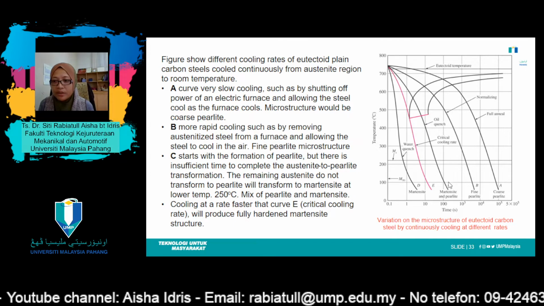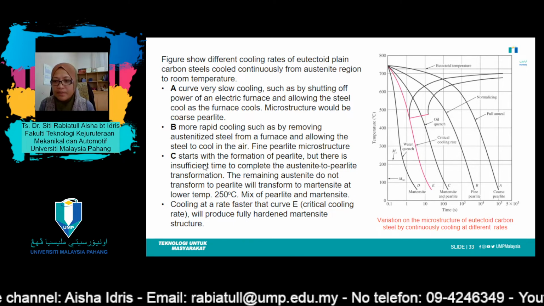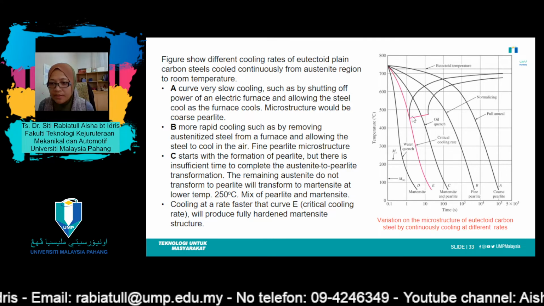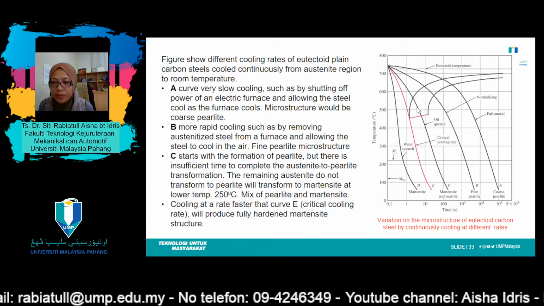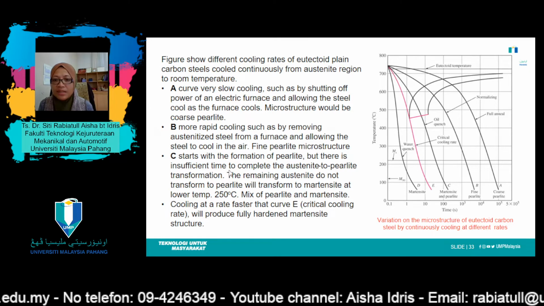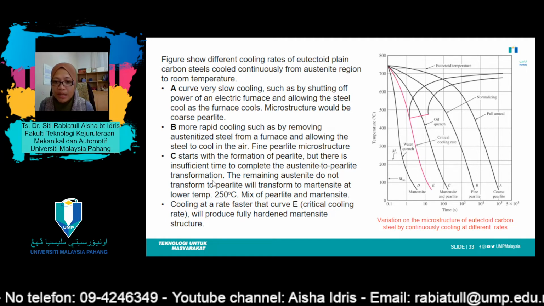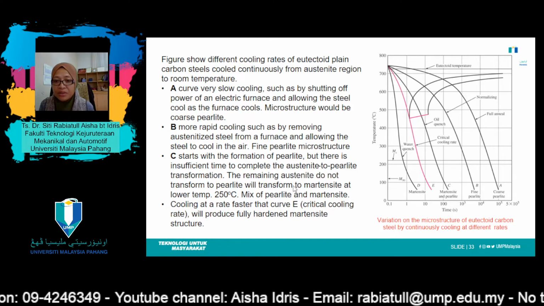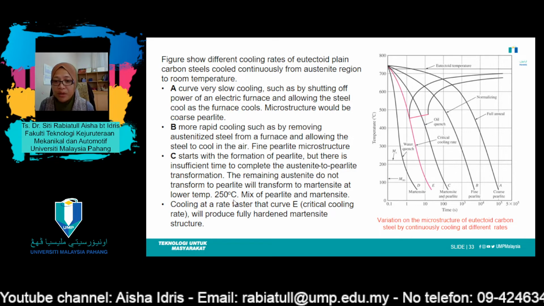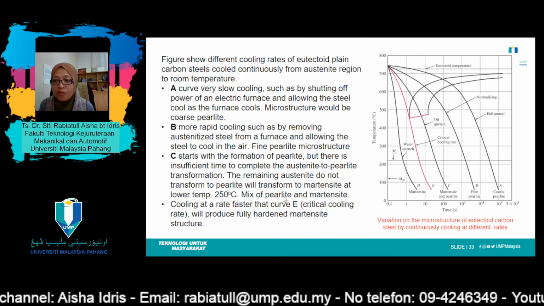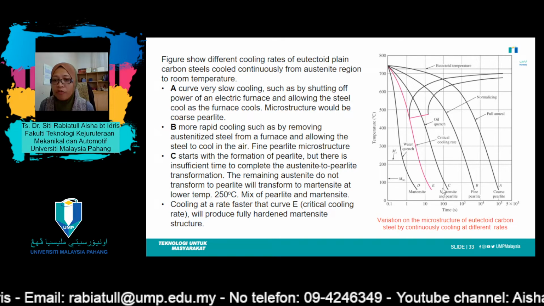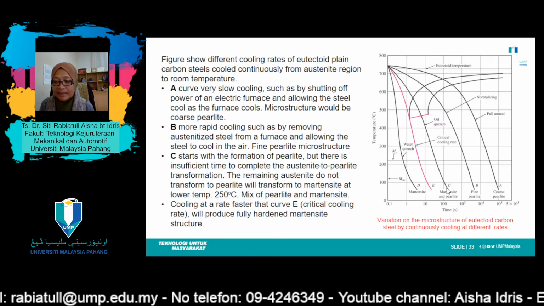And let's look at line C. Line C starts with the formation of pearlite. Line C reaches this point, so pearlite occurs in it. But there is insufficient time to complete the austenite to pearlite transformation. The remaining austenite that does not transform to pearlite will transform to martensite at a lower temperature, 250 degrees C, and therefore for line C, we will have a combination of pearlite and martensite.